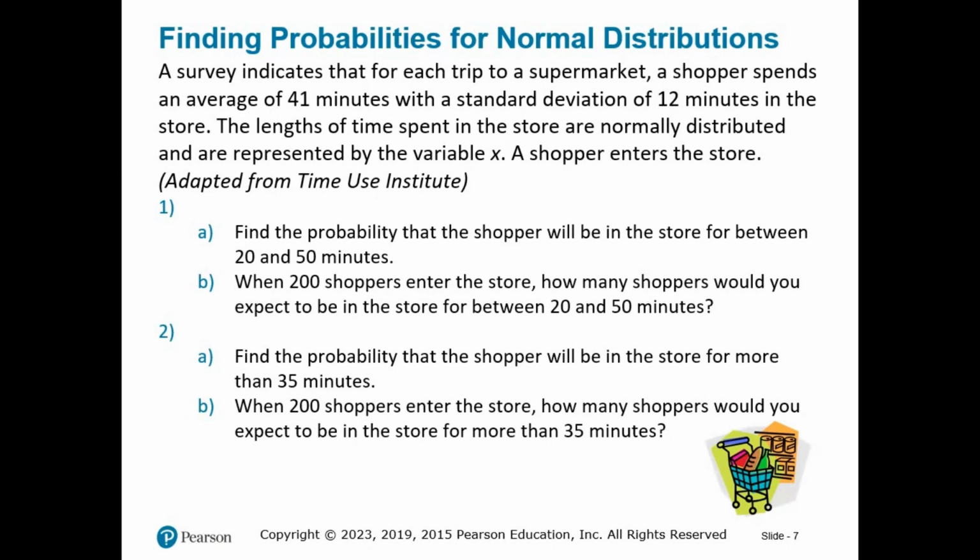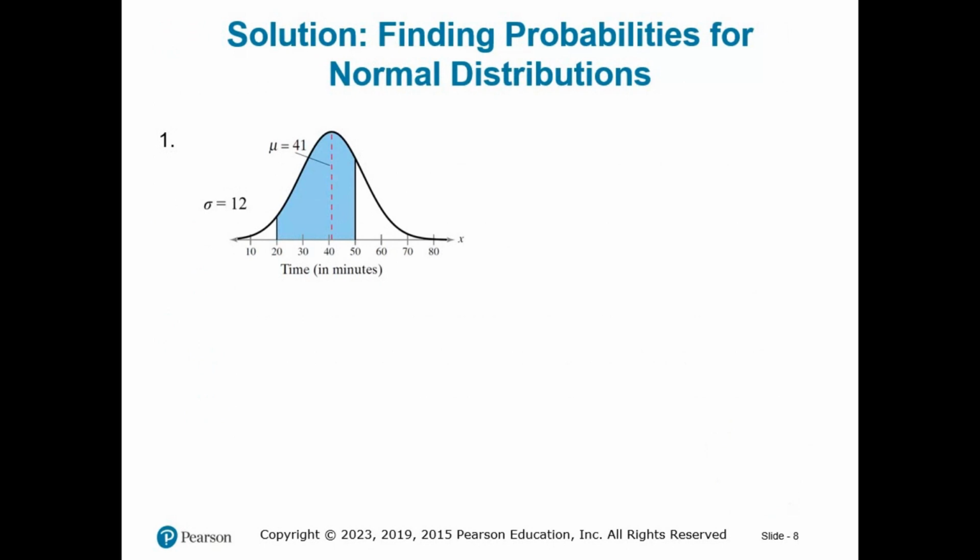Well, let's start with the first part. Let's assume a shopper is in there between 20 and 50 minutes. So we draw our graph first. The average, or mean, amount of time spent in the store is 41 minutes. So that's the amount here in the center. Then the standard deviation, or sigma, is 12 minutes. Okay, the next part is that lower bound of how long people are spending in there is 20 minutes. And the upper bound is 50 minutes. So we set both of those boundaries here.